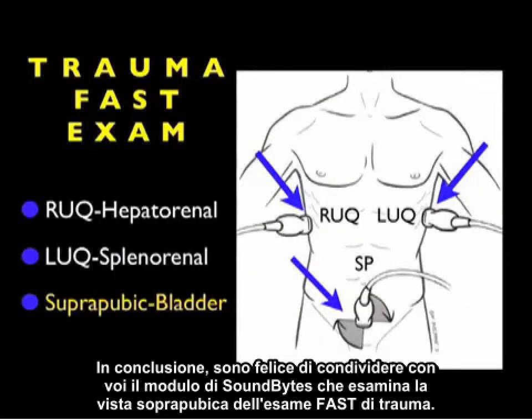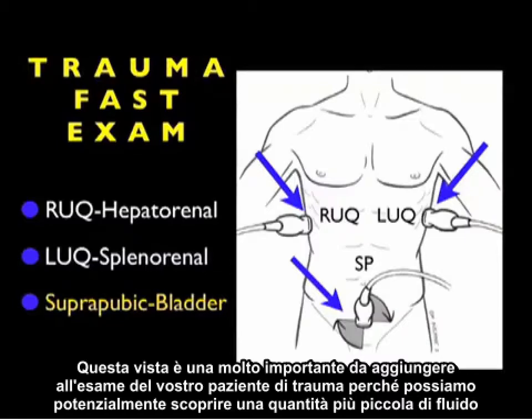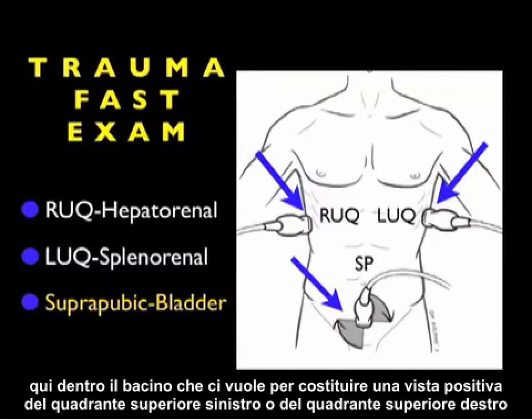In conclusion, I'm glad I could share with you the Soundbites module covering the suprapubic view of the Trauma FAST exam. This view is a very important one to add on to the exam of your trauma patient, as we can potentially detect a smaller amount of fluid here within the pelvis than it takes to make a positive right upper quadrant or left upper quadrant view.